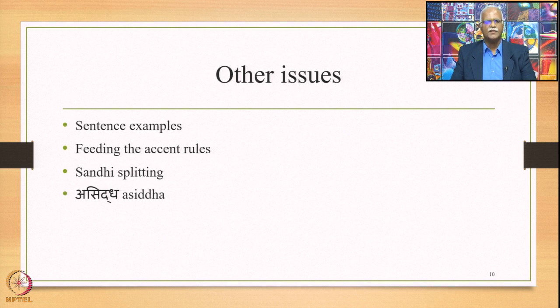Now, in this lecture, let us look at some other issues related to Ach Sandhi. The four issues that we shall deal with are stated on this particular slide. Let us take some sentence examples and try to apply the rules and dissolve the sandhi. Let us also study how the Ach Sandhi rules feed the swara rules, accent rules. Then let us deal with the complex task of sandhi splitting, in which some directions will be mentioned. And finally, let us deal with the topic of asiddha with reference to the Ach Sandhi.